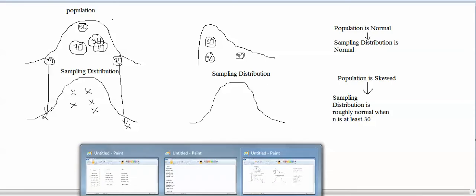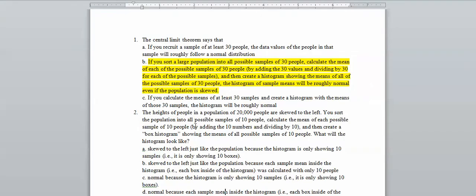So if the population is skewed to the left, and we're calculating the means of all possible samples of 10 people, those sample means will be skewed to the left, just like the population is, because the sample size is too small. Because each sample is being calculated with only 10 people. That's what I was talking about.